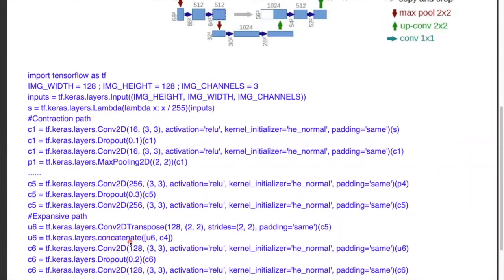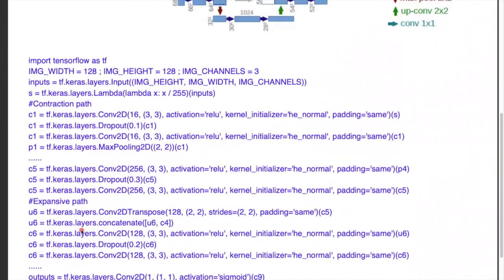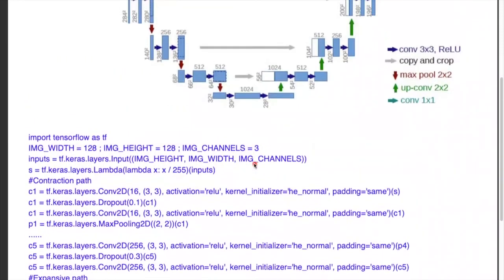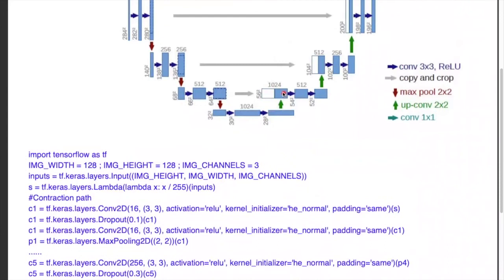So what you do, U6 and C4, right? Remember, U6 is the expansion. So let's say this is U6, this blue part, and C4 is the crop section inside this part. You basically stick the crop section of the downsample layer to the beginning of the upsample part.